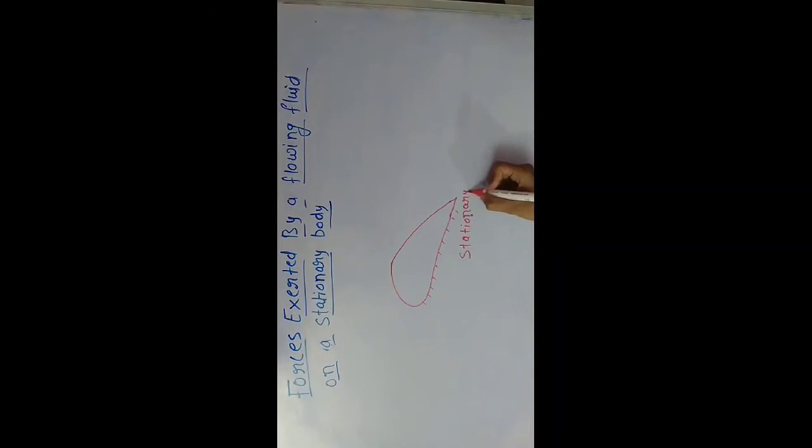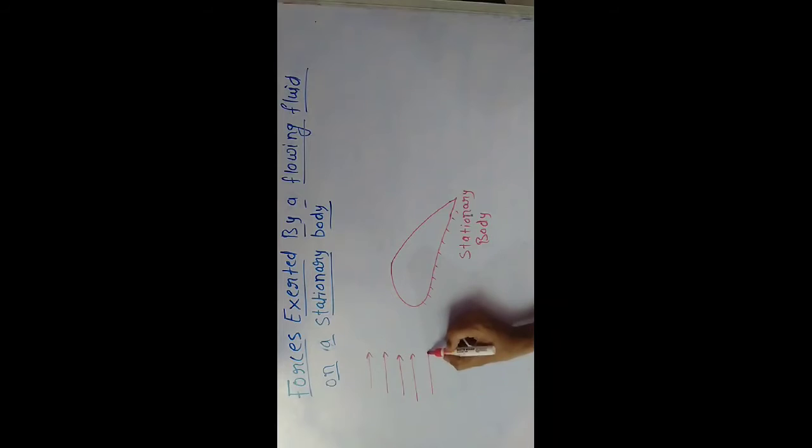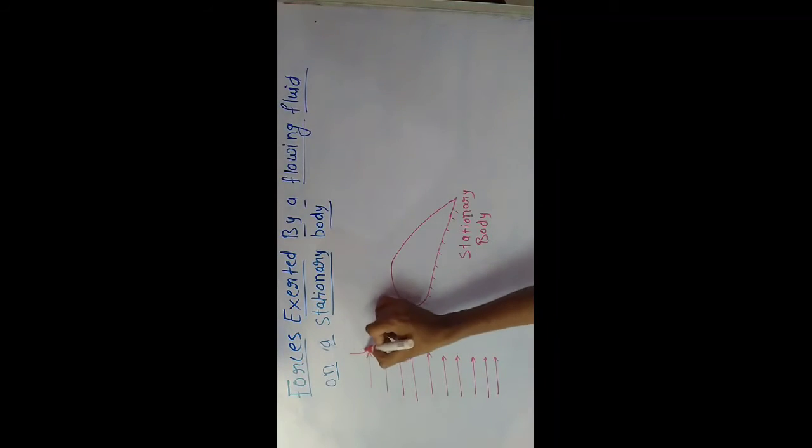And if fluid is flowing over this body, consider the body held stationary in a real fluid which is flowing with some velocity, capital U. Now the fluid will exert force on the stationary body, and the total force exerted by the fluid on the body is perpendicular to the surface of the body.